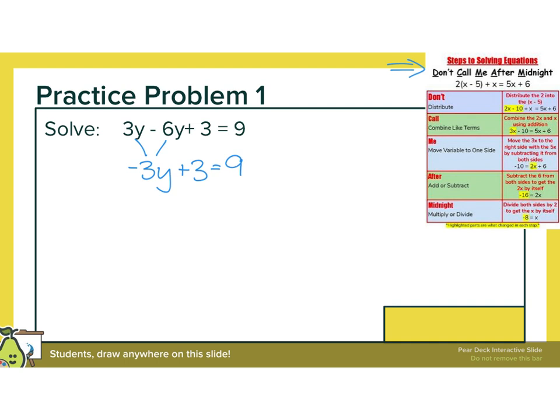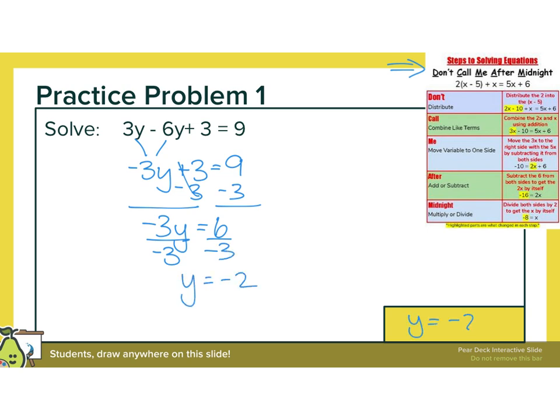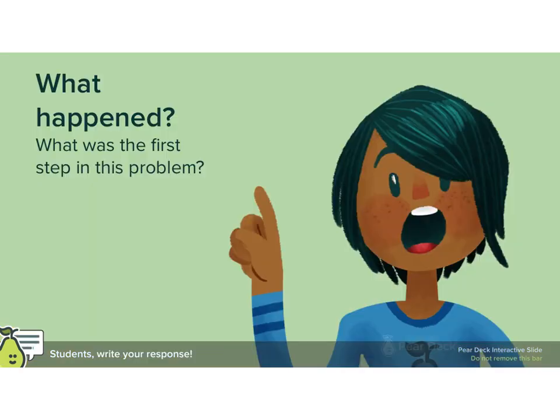I need to get the constants on the same side by doing the opposite. So I'll subtract. I have a negative 3y equals 6. Last step, isolate by dividing by negative 3 to get y equals negative 2. So my first step was to combine like terms.